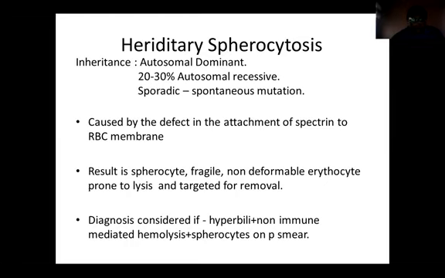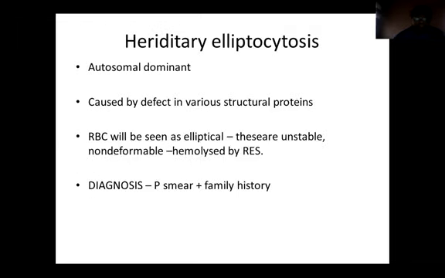So how do you diagnose this? One, there will be a positive family history. Two, the child presents with jaundice, and non-immune mediated hemolysis will be there. And on smear examination, spherocytes are predominantly seen. That's how we come to the conclusion that it is a child with hereditary spherocytosis.